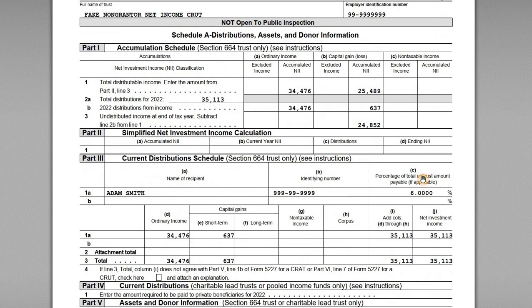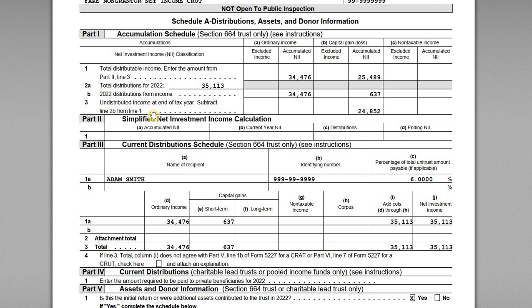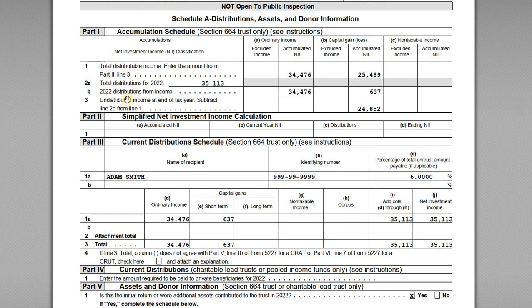All right, so into Schedule A for the distributions information. On this schedule, we track how income is categorized between ordinary, capital gain, non-taxable, how it's distributed to the beneficiaries, and then who are the donors of the trust. So the Part 1 accumulation schedule here, and again, this is for a Section 664 trust, so a charitable remainder trust.